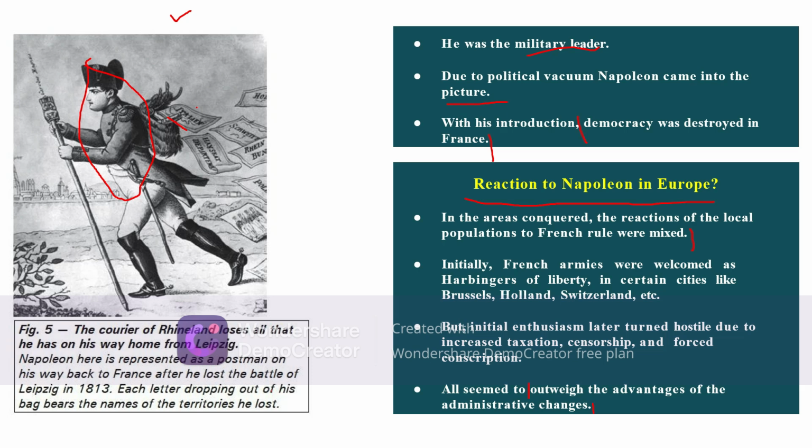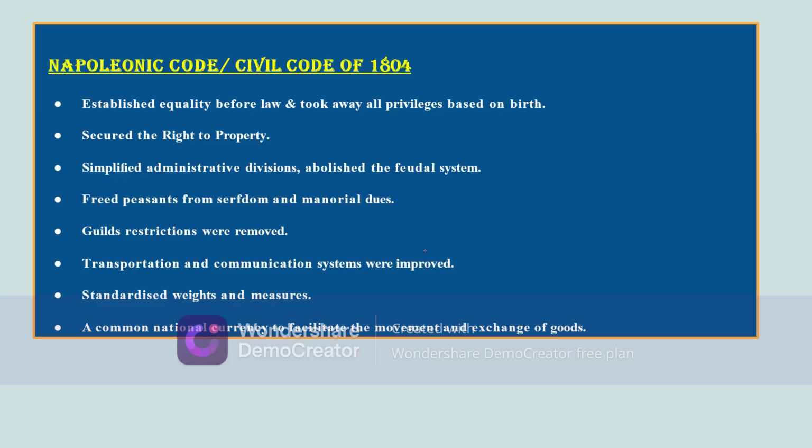The courier of Rhineland loses all that he has on his way from Leipzig. So the Battle of Leipzig in 1830 was a huge defeat for Napoleon. So after the battle, slowly he's losing all the territories that were in his control. So in this picture, we can see in each postcard, the name of one territory is written. Now let's move to the next slide.